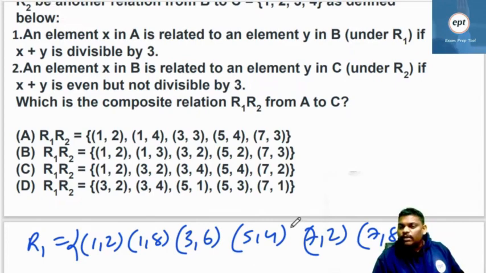Someone is saying 6, 1. It is odd. I cannot write it. 6, 2 I can write because it is even. Divisible by 3? No. 6, 4, 10 divisible by 3? No. It should be even first.